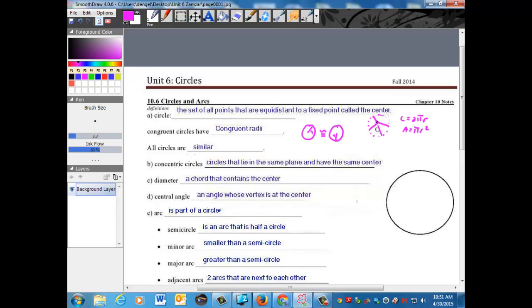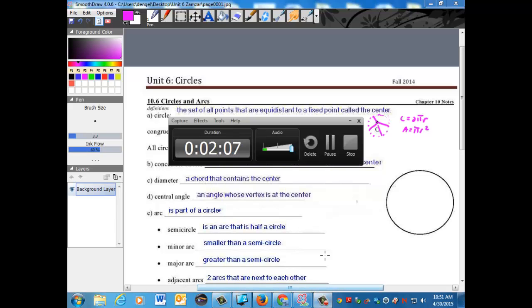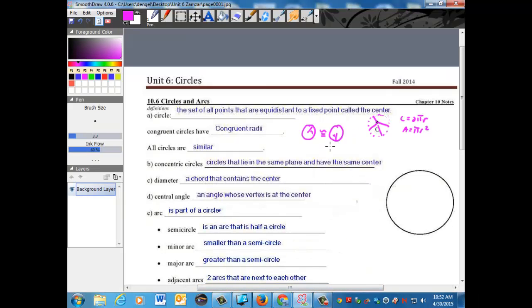Next, we have concentric circles, which is the case where we draw a circle within a circle. Let's do that up here. We have one circle with a center point and a second circle with the same center point. Those are concentric circles.